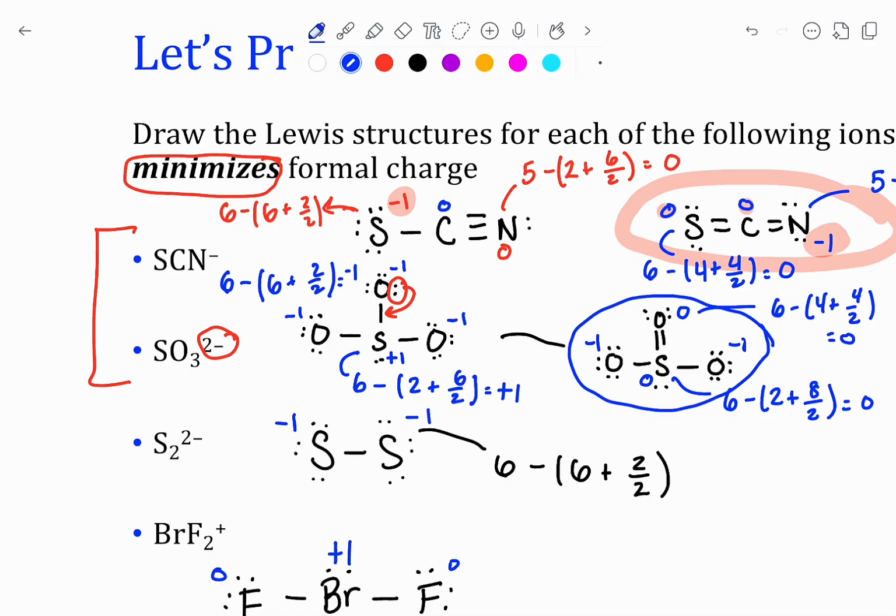So you always want to double check: could this structure get better? Could the formal charge improve? That completes this lesson, so finish up any drawings and any calculations you may need before you submit to the Dropbox.